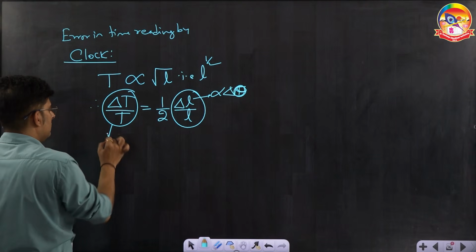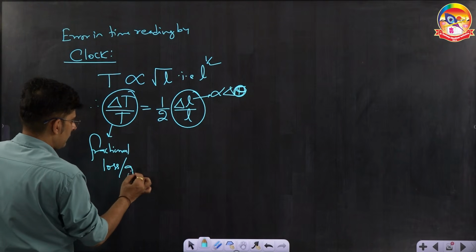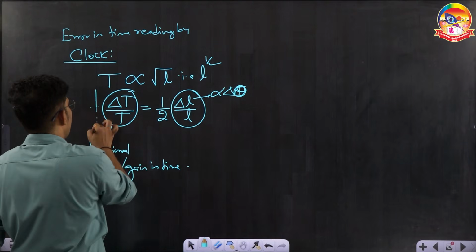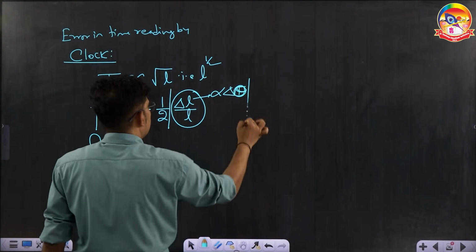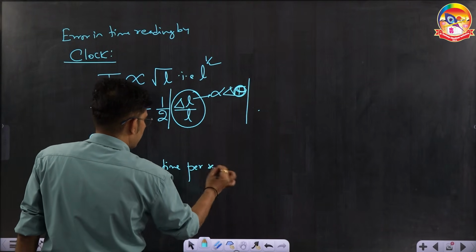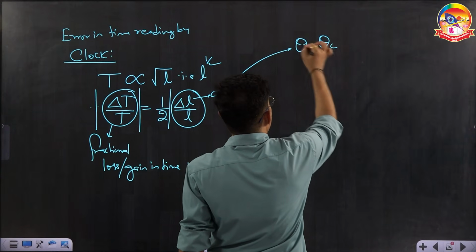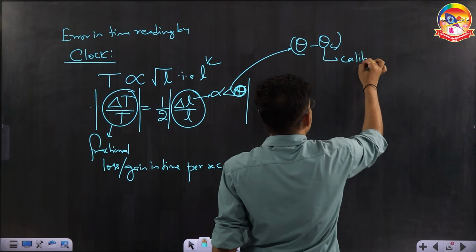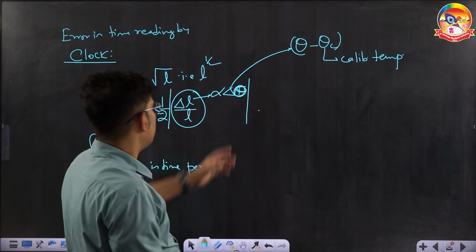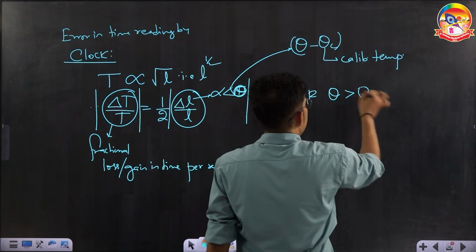This is the fractional loss or gain in time. Just use mod so that you don't have any confusion regarding the sign. This is per second. Now what is delta theta? Delta theta is theta minus theta c. Theta c again is the calibration temperature, where the clock will give correct reading.